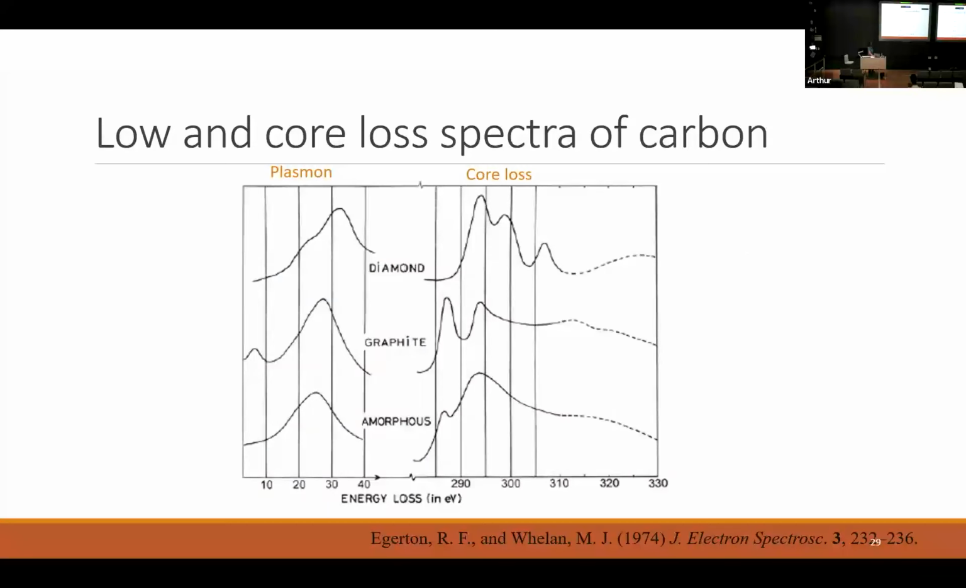In reality, what does this look like? Well, here's an example of carbon. Everyone's familiar with different types of carbon. So we see these very different line shapes. Here's the core loss and here's the low loss. So these are the plasmons in the energy range of up to 50 eV. We can see some changes in the plasmon resonances as we go up between amorphous, graphite and diamond. But if we go to the core loss, which is nearer 284 eV, we're able to see some more dramatic changes here. So this is why we tend to use core loss spectroscopy for identifying the different complexes of the material that we have, is because it shows this up a little bit nicer.